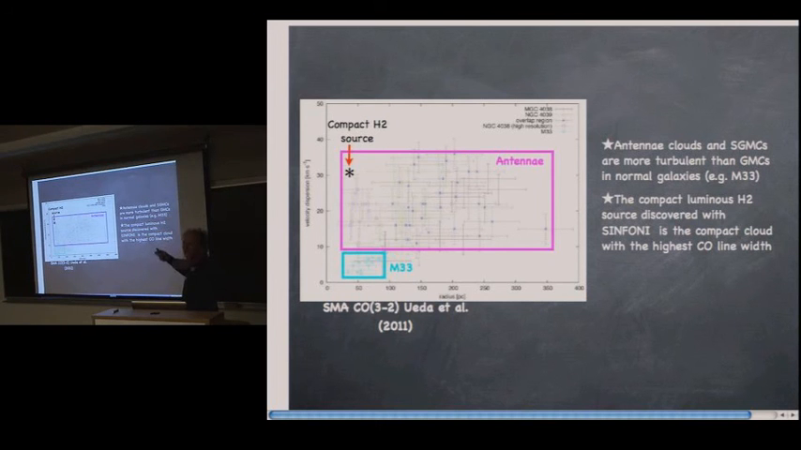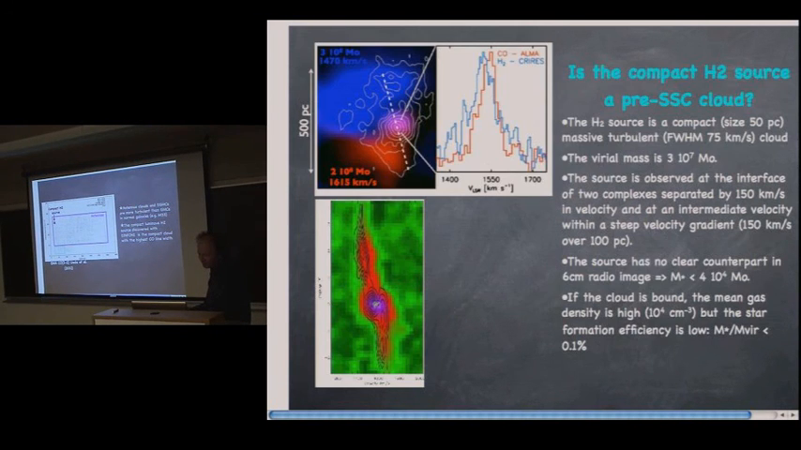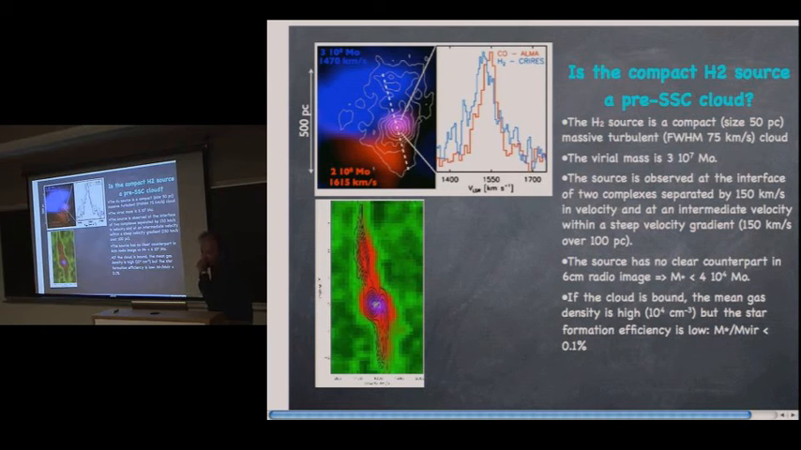You have a tremendous energy source, which is this merger, and it's driving turbulence at a much higher level than in a normal galaxy. And the clouds are extremely turbulent, all of them. And our source, which we discovered in H2, is extreme, right? It's compact and at a very high velocity. So it's a place which is very turbulent and where dissipation is occurring. So these are now the characteristics.